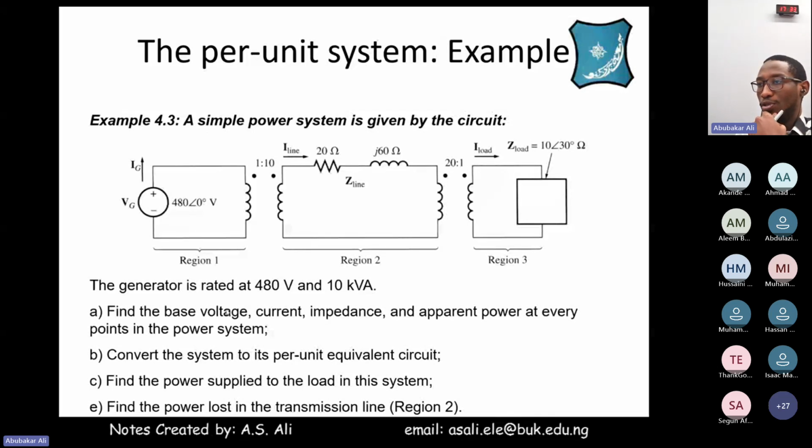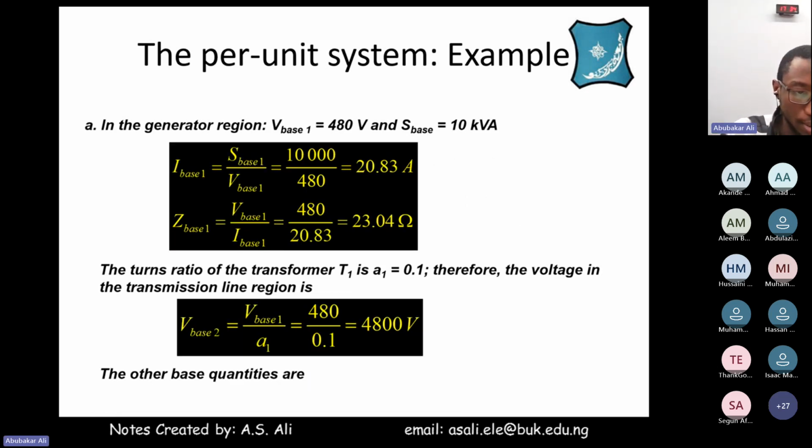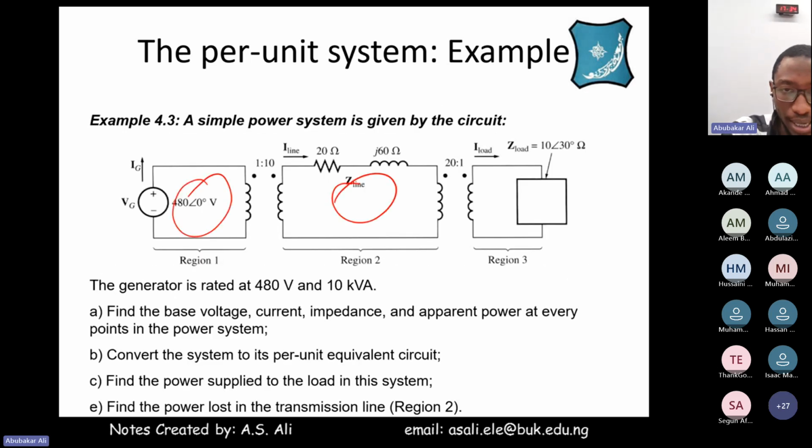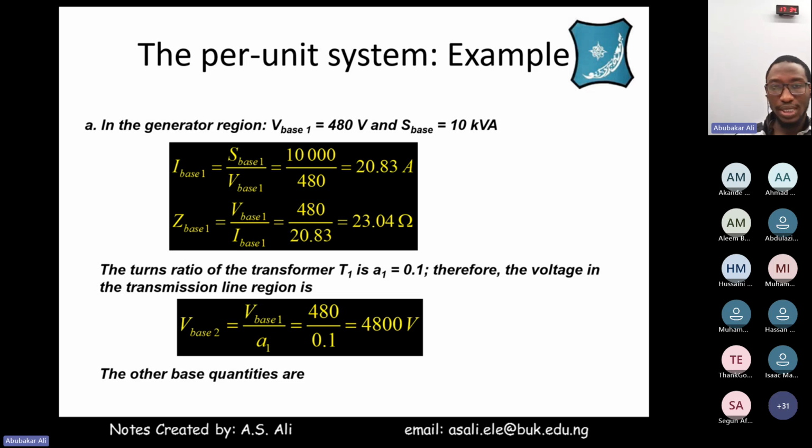So we have a question here: we are supposed to find the base voltage, the current, impedance, and apparent power at every point in the power system. So we want to find, here, here, and here, at every point, the base voltage, the current, the impedance, and the apparent power. Then after that, we will get the equivalent circuit in per unit. Then we will look at what power is supplied to the load. And lastly, the amount of power that is being lost across the transmission line. So we're going to look at our resistance here and multiply it by I squared as usual to get the loss.